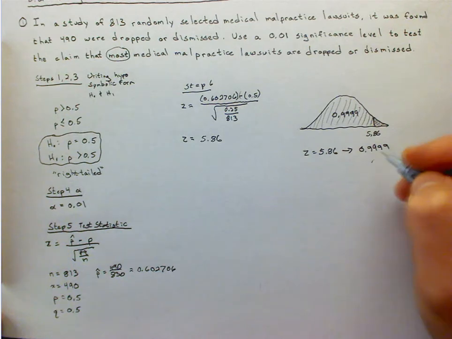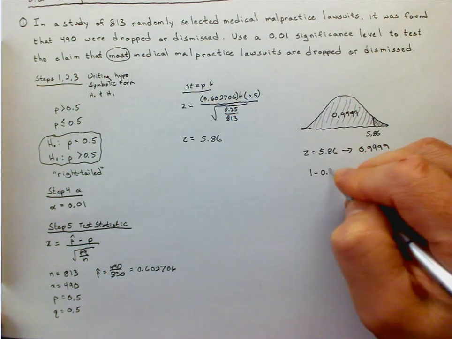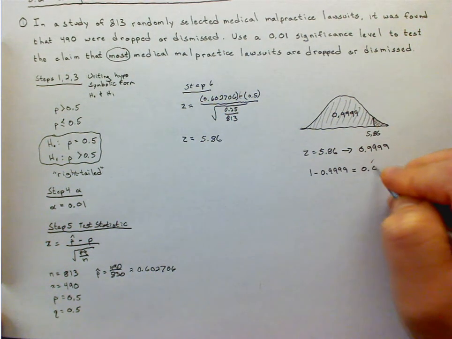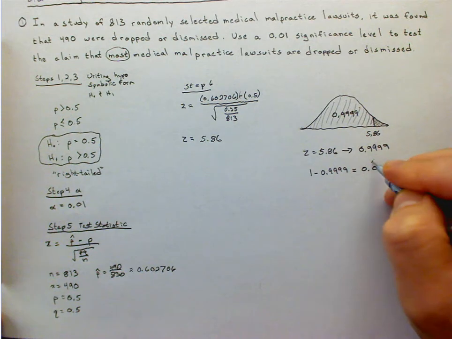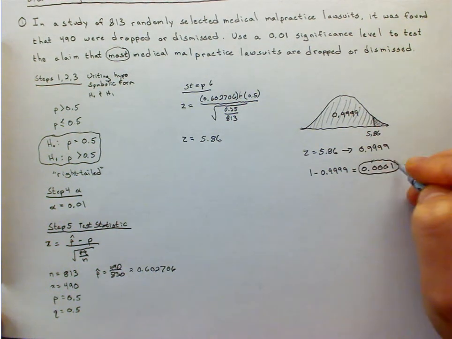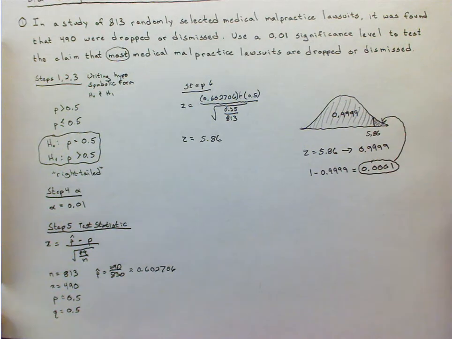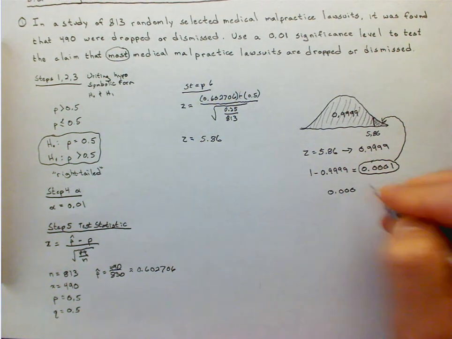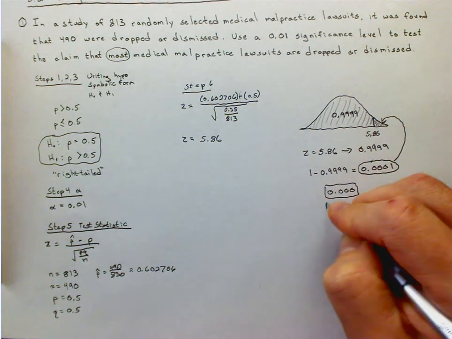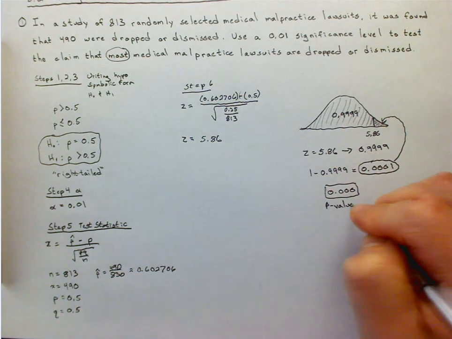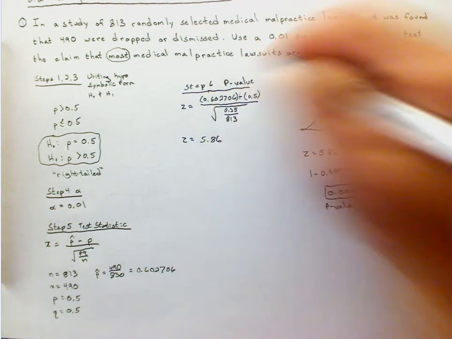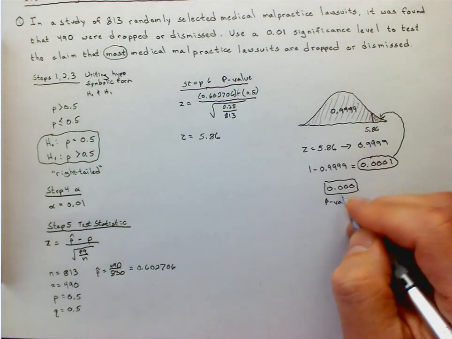So what I have to do is take 1 minus 0.9999 equals 0.0001. This right here is what's actually that critical area. In most of your problems, they're going to have you round to 3 decimal places. So your answer for this will be that. This is your p-value. Sorry, I should have written that up there like I was doing with others. What we're doing is we're looking at our p-value. This is my p-value right here.